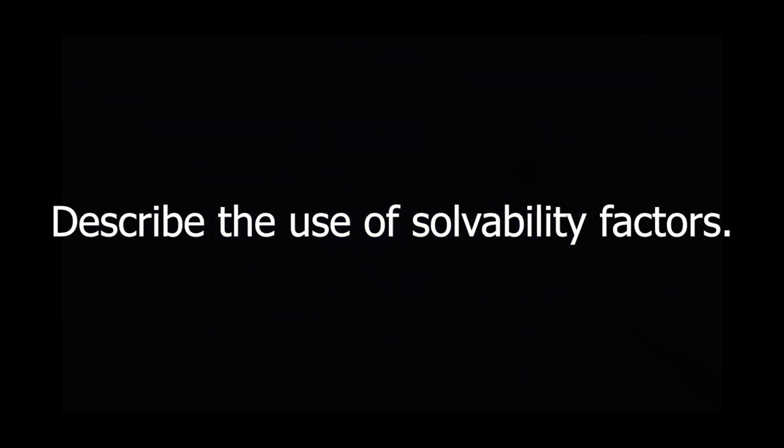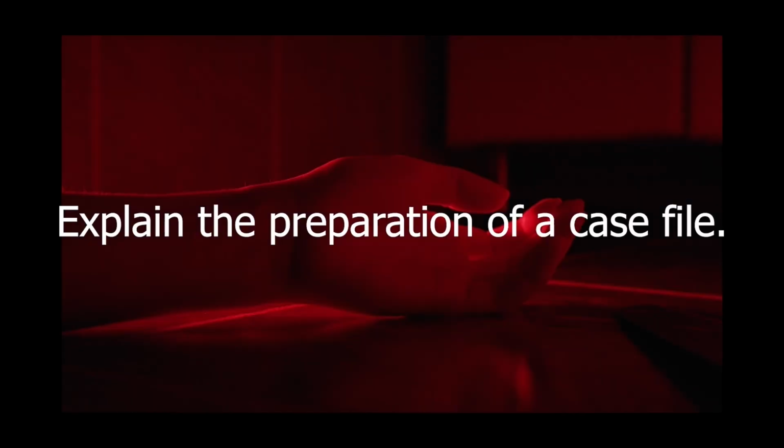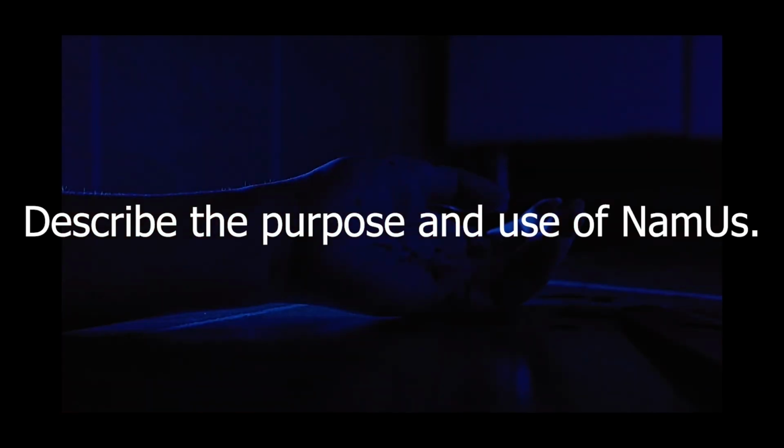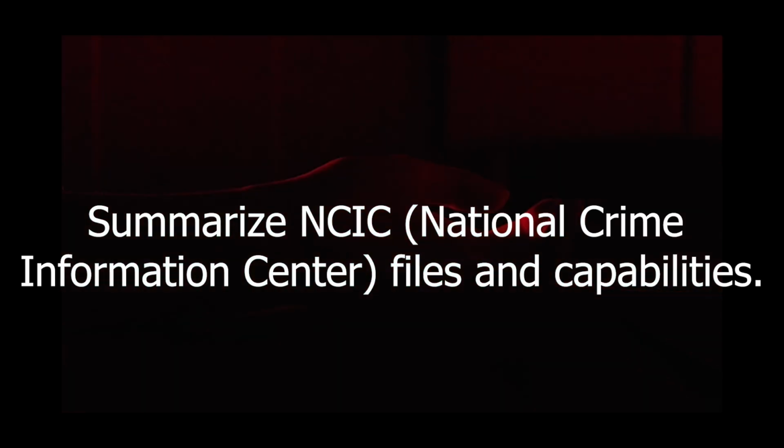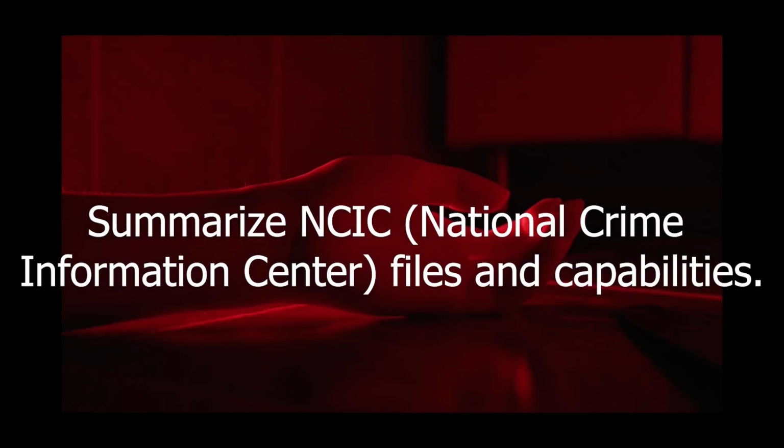This video introduces the first 6 learning objectives in this chapter. They are: 1. Describe the use of solvability factors. 2. Explain the preparation of a case file. 3. Discuss re-interviewing victims and witnesses. 4. Describe the purpose and use of NAMUS. 5. Summarize NCIC, National Crime Information Center, files and capabilities. 6. Explain Leads Online.